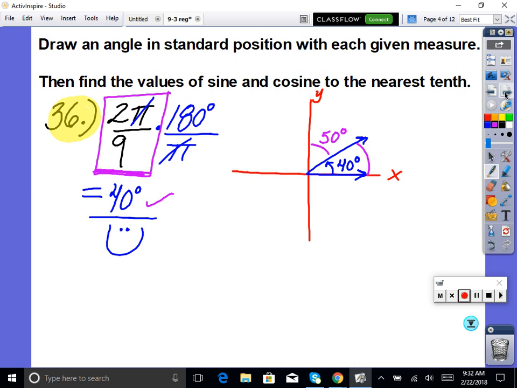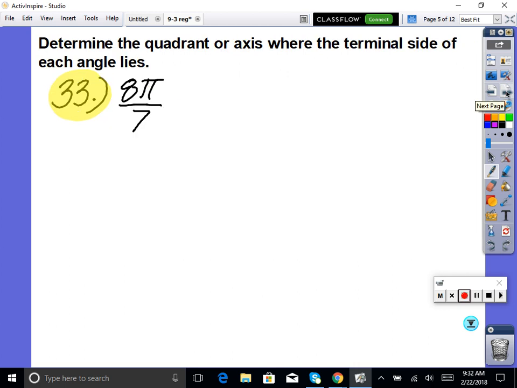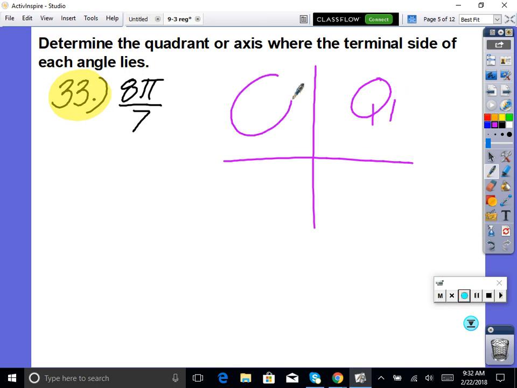All right. So on number 33, let's see if you could do this one by yourself. It says determine the quadrant or the axis where the terminal side of this angle lies. So ready, set, go. Where does that angle fall? In what quadrant or on what axis? Figure that out.